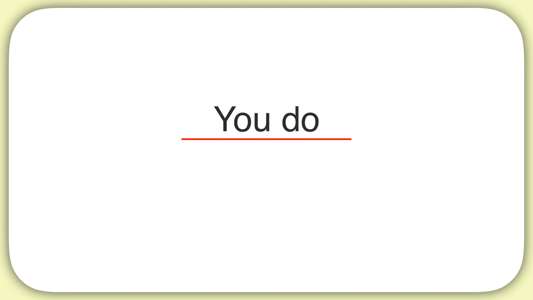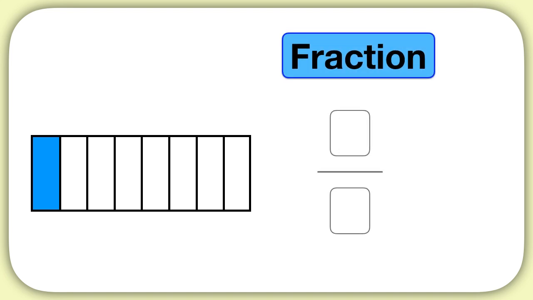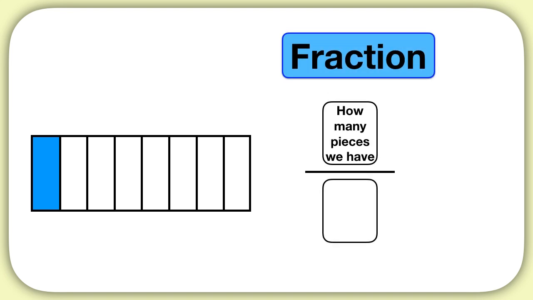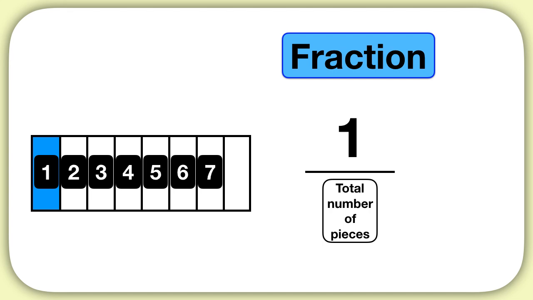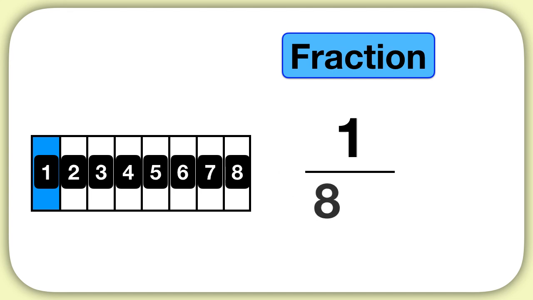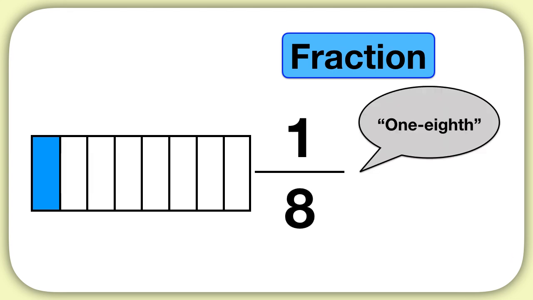Now it's time for you to practice on your own. What fraction of this rectangle is shaded? Well, this fraction will have two pieces. The number on top is how many pieces we have. Here, we only have one piece, so we'll put the number 1. The number on bottom is the total number of pieces in the rectangle. Here, it's 1, 2, 3, 4, 5, 6, 7, 8 pieces in the whole rectangle, so we put the number 8 on the bottom. Now we have our fraction, and we can read it as 1/8.